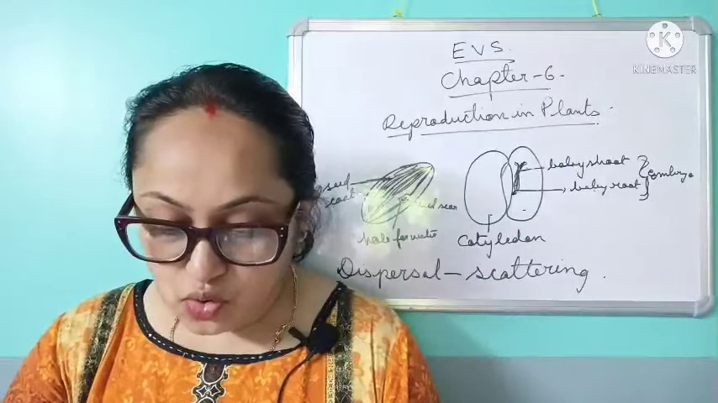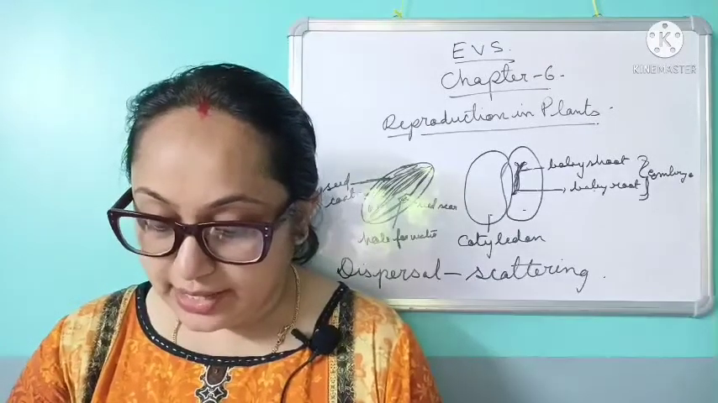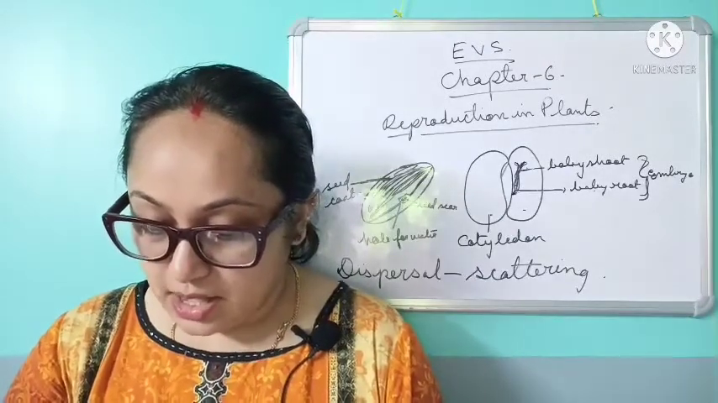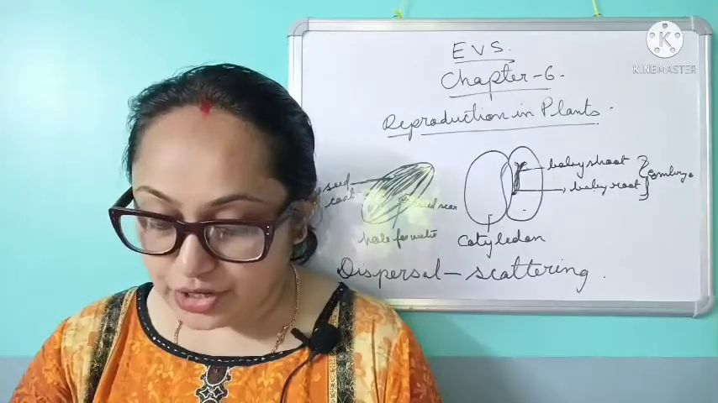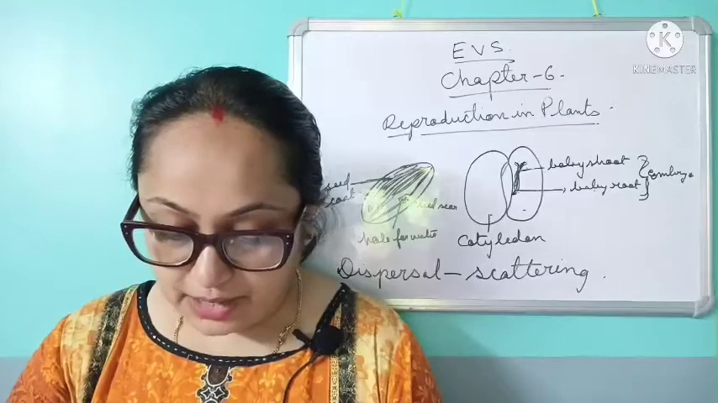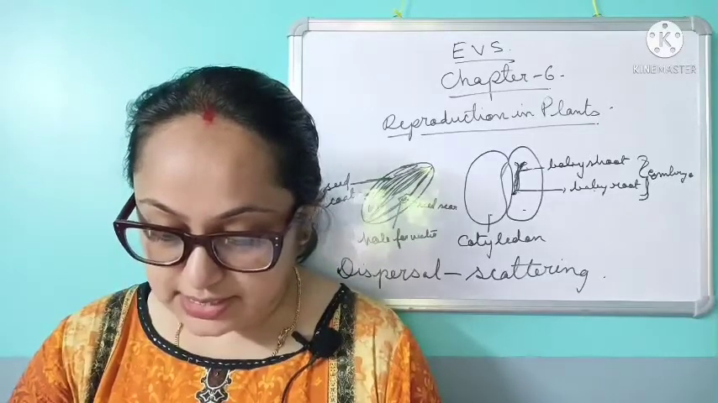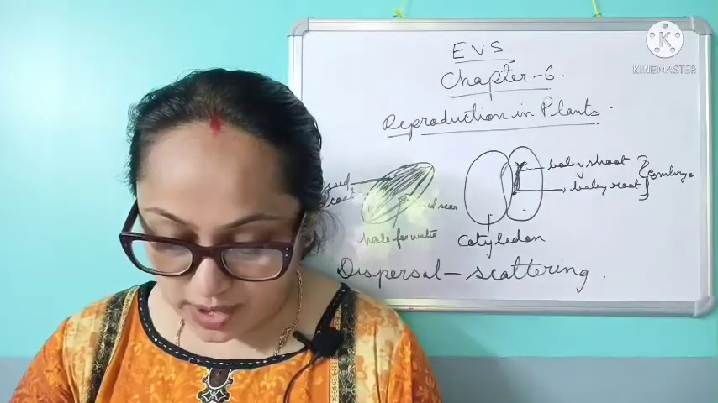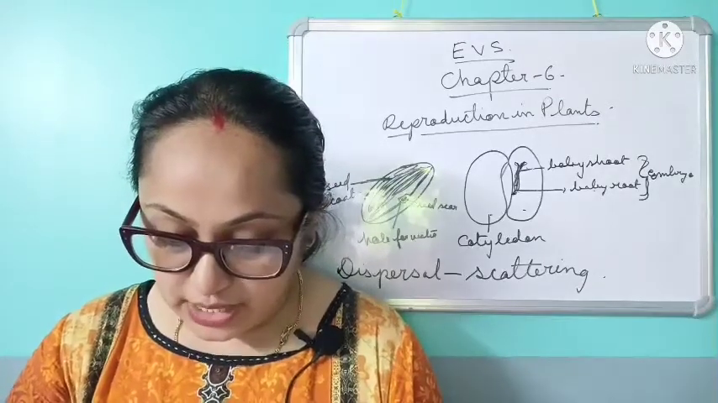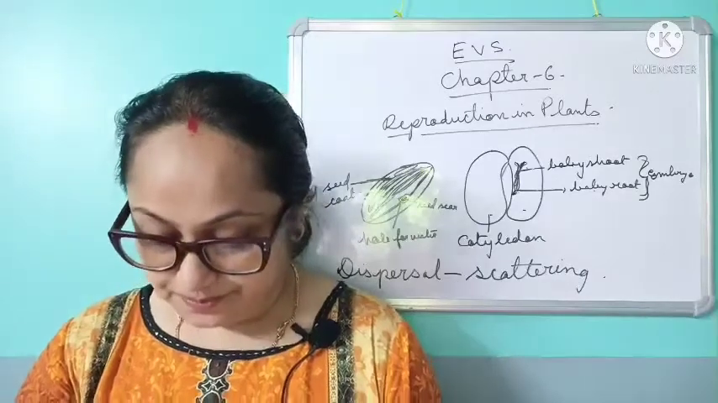If plants grow too close to each other, they will not get enough space, air, water, minerals and sunlight. Under these conditions, they cannot grow into healthy plants. Since a plant produces a large number of seeds, nature has provided means of scattering the seeds far and wide so that crowding is reduced.